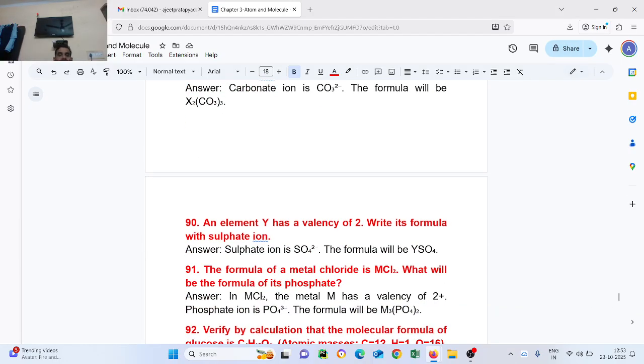Question number 90. An element Y has valency of 2. Write the formula with sulfate. Sulfate ion is SO4. The formula will be YSO4.